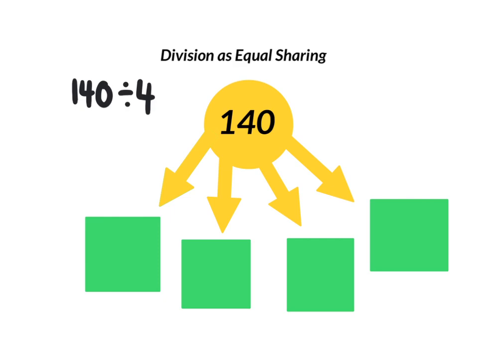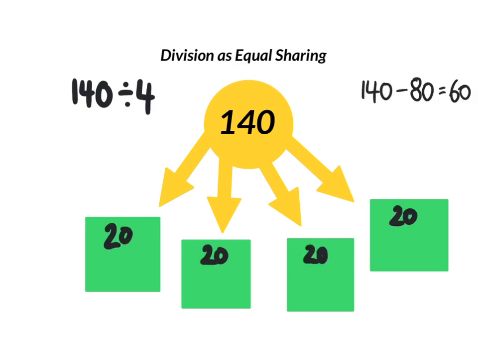So what I want to do is share out what I think is the most reasonable amount that would go into 4 groups. I could safely start by saying that I could place 20 into each group, and that would equal 80, because 80 is less than 140. So I could start off by sharing 20 out into each group and see how I go. Now that I've shared 20 out to each group, I am left with 60.